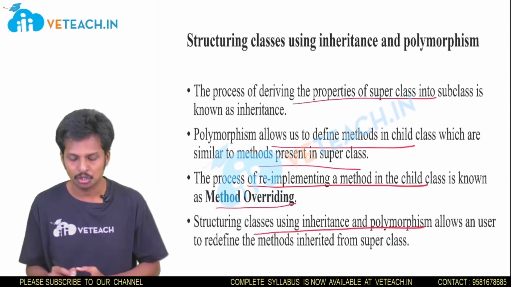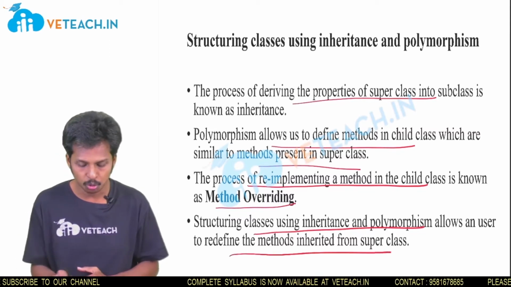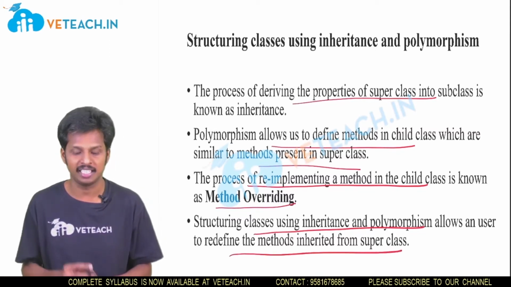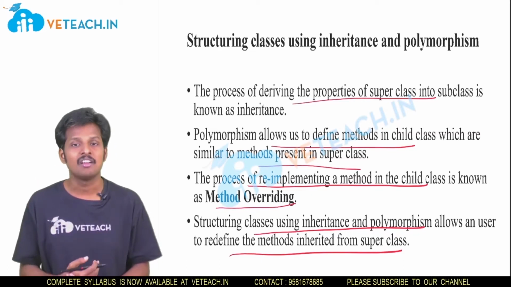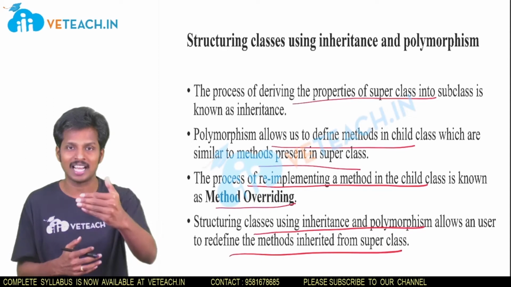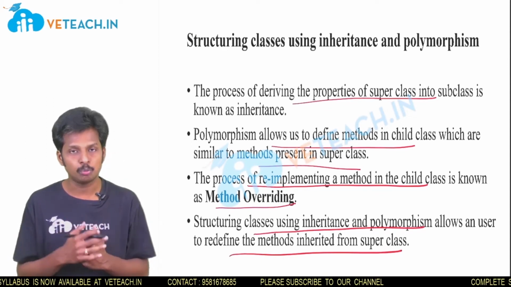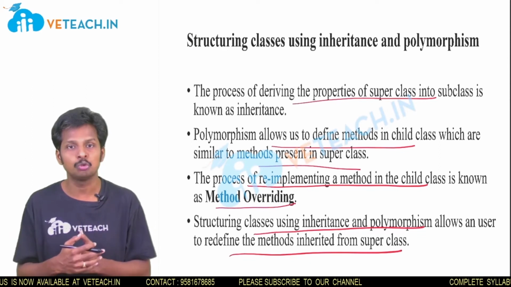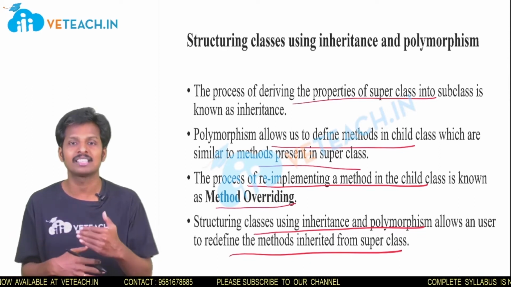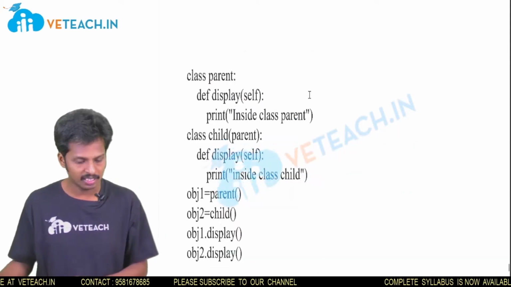Structuring classes using inheritance and polymorphism allows a user to redefine the methods inherited from the superclass. When we do inheritance, automatically the methods present in the superclass will be derived into the subclass. By using the polymorphism concept, we can redefine the methods that are inherited from the superclass into the subclass. Let's see one example here.